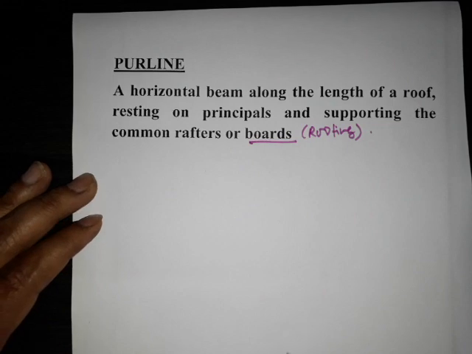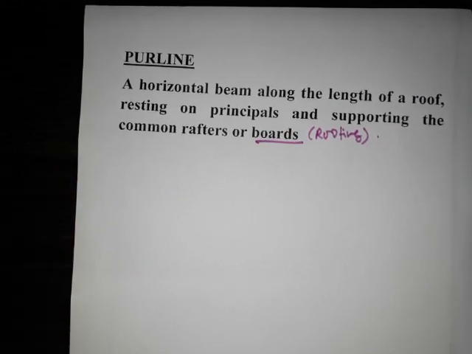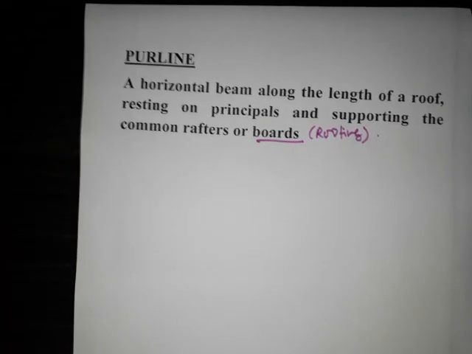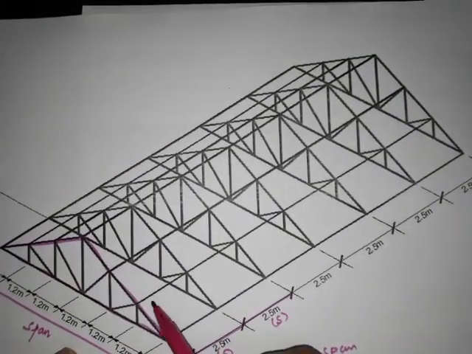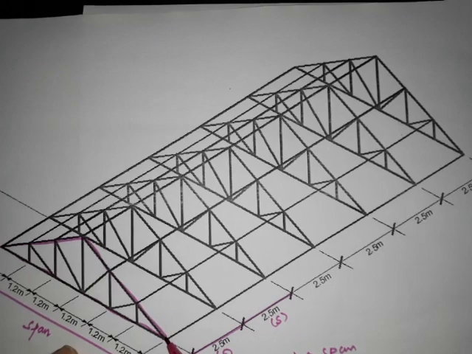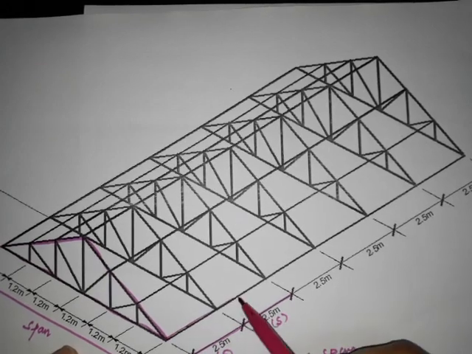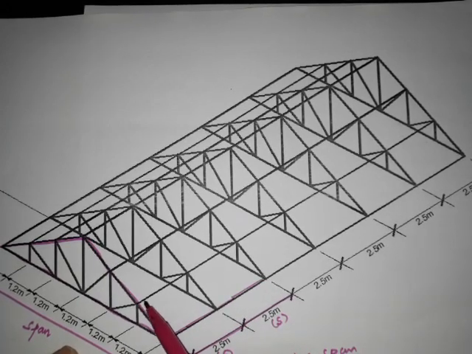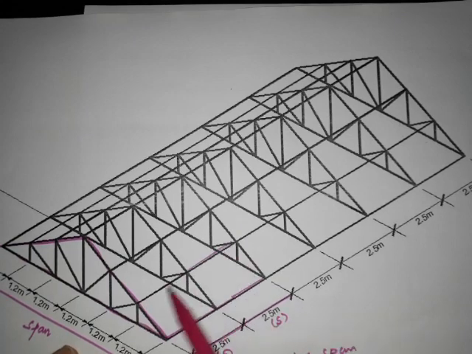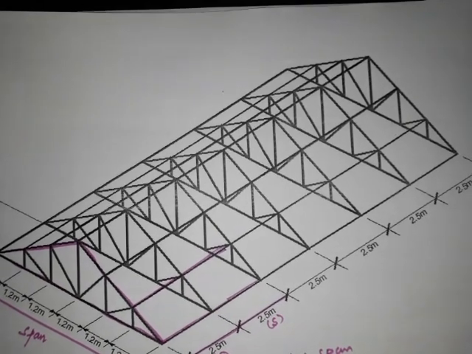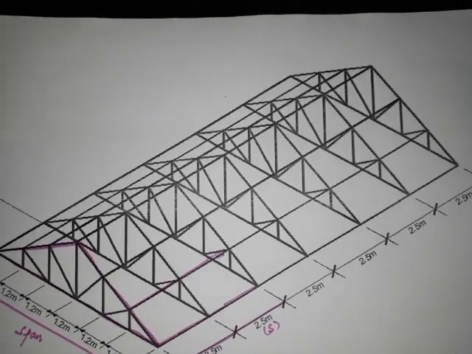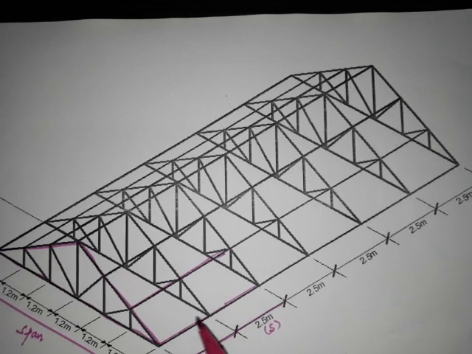So the principal rafter, if I want to show you here, yes, now you can see. So purlins are nothing but what? The purlin is nothing but a beam along with the roof. So what I have mentioned here, purlin is nothing but a beam. It will act as a beam only, along the length of the roof.